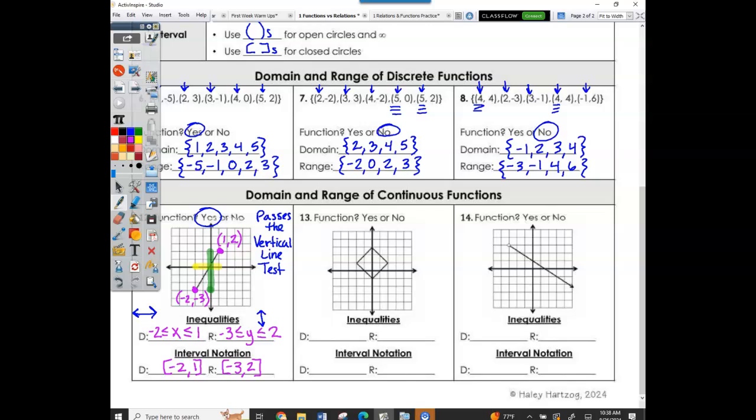Now, that's only the first example. They normally don't take that long to discuss, but I was really walking you through it. I would love to see if you can try number 13. Is it a function, yes or no? Regardless of whether it's a function, you can tell me the domain and the range.